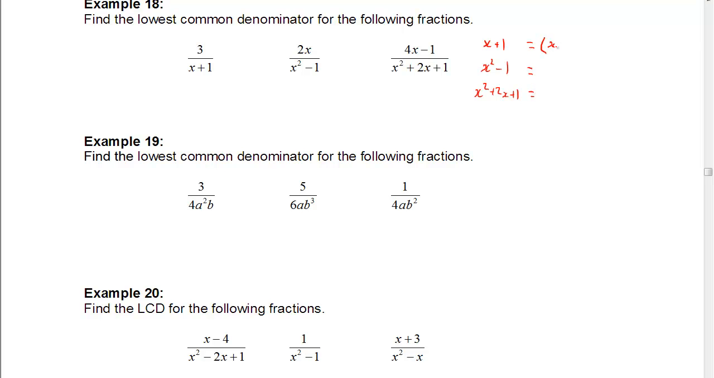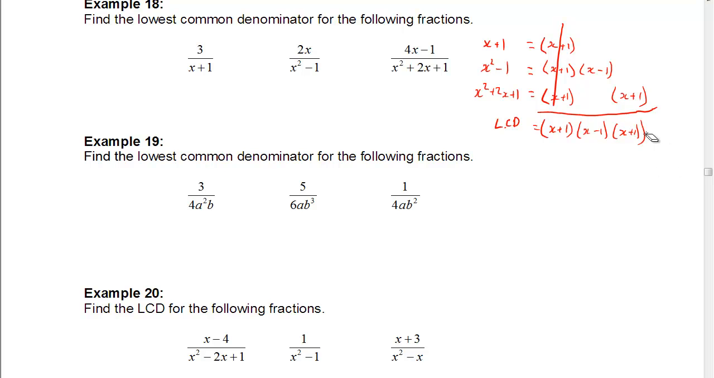This first one doesn't factor, so we're just going to leave it like it is. X squared minus 1 is x plus 1 and x minus 1. You'll notice if there were any the same, I lined them up, and that'll be a key to our answer here. X squared plus 2x plus 1 is x plus 1 times x plus 1. Again, lining up pieces that are the same. If we do this, we find that the lowest common denominator is each column: x plus 1, x minus 1, and x plus 1. We don't need that second line. So that is the lowest common denominator of those three pieces.